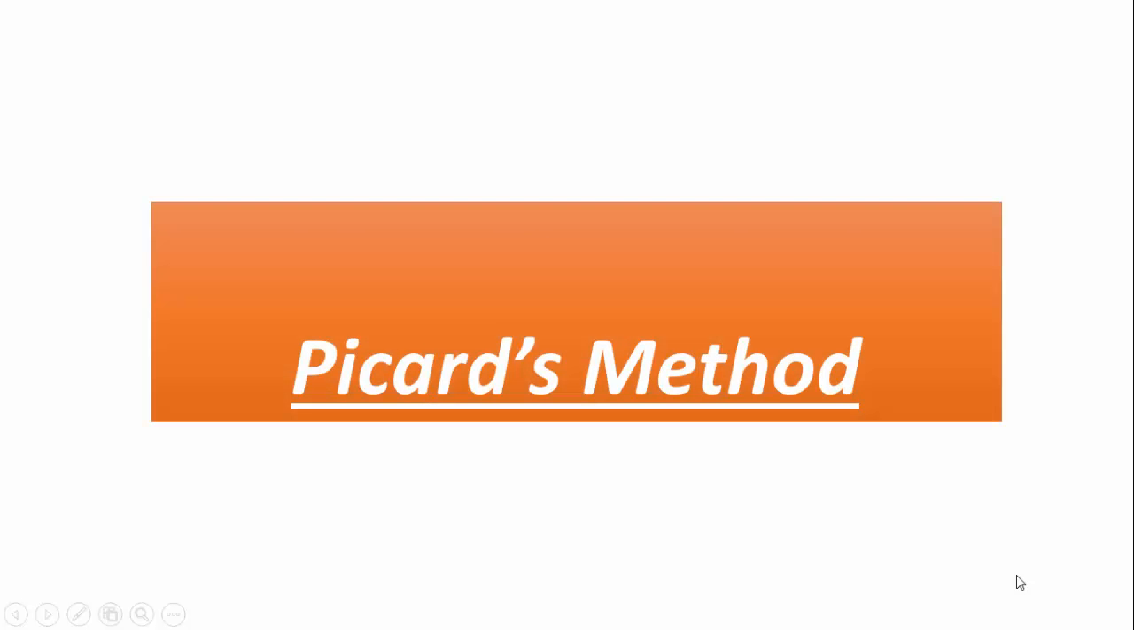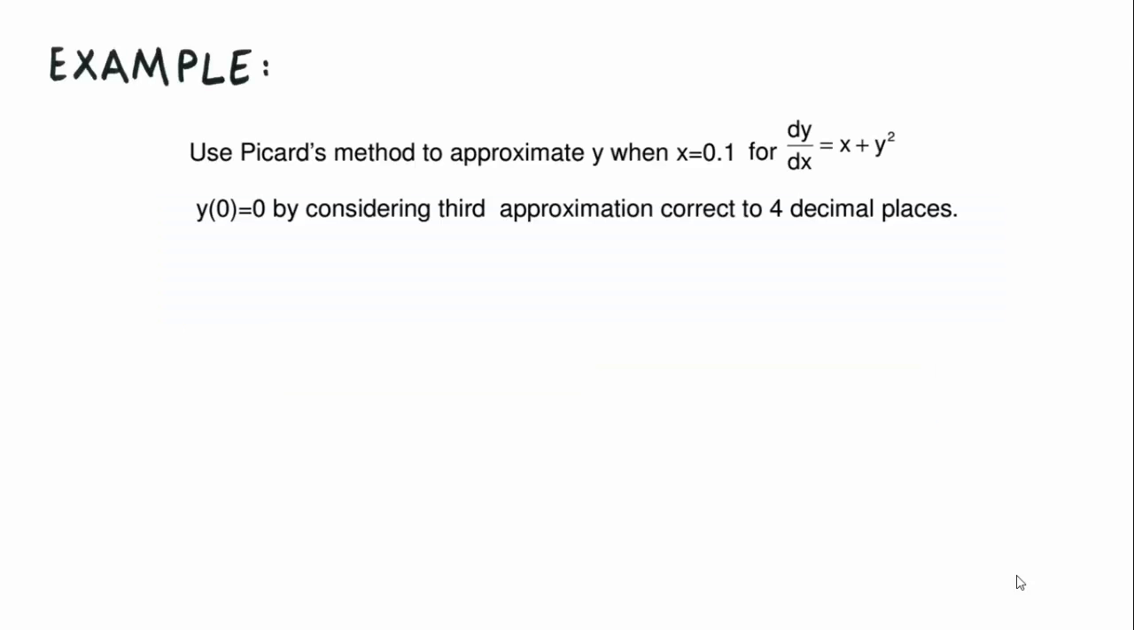Picard's method. The Picard iterative process consists of constructing a sequence of functions which will get closer and closer to the desired solution. This video emphasizes solving a problem which will clarify the method's procedure. In this example, we are to find the value of y when x is equal to 0.1 for the given function x plus y square.